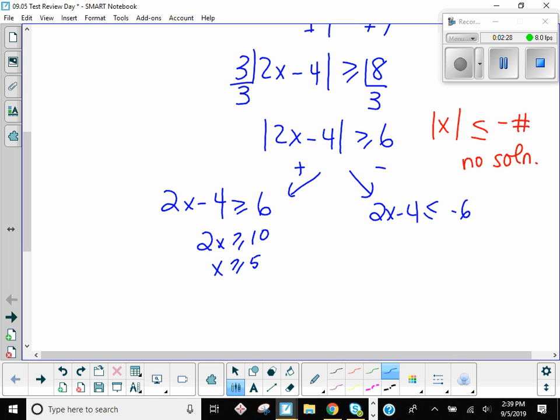And on this one, you add 4 to both sides. 2x less than or equal to negative 2. Now I'm going to divide right here by 2, but I have a question for you. I do not have to flip the sign even though I'm dividing and there's a negative number. Why do I not have to flip the sign? Because I'm not dividing by a negative number. The mere existence of a negative number doesn't mean you flip. Only if you're dividing or multiplying by a negative. So I've got x less than or equal to negative 1.